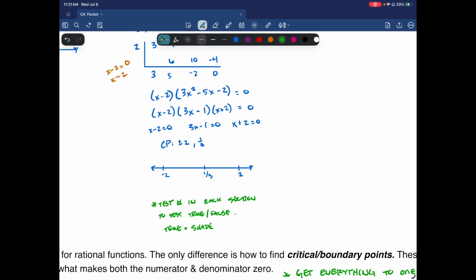All right, I'm going to pick, let's say, -3. I'm going to pick 0. I'm going to pick 1. I'm going to pick 3. And if you test each one of those, so you're plugging these back into the original and seeing what it gives you. All right, so let's do that.